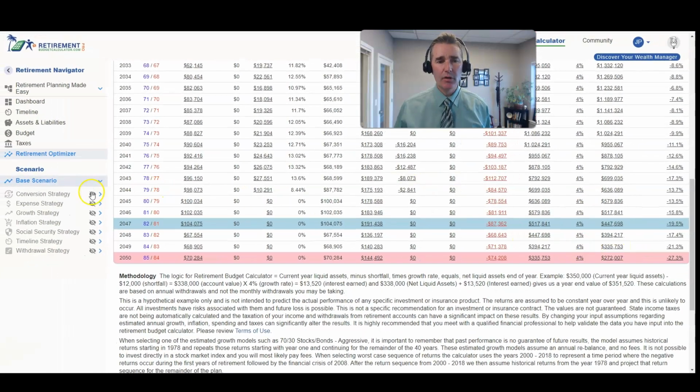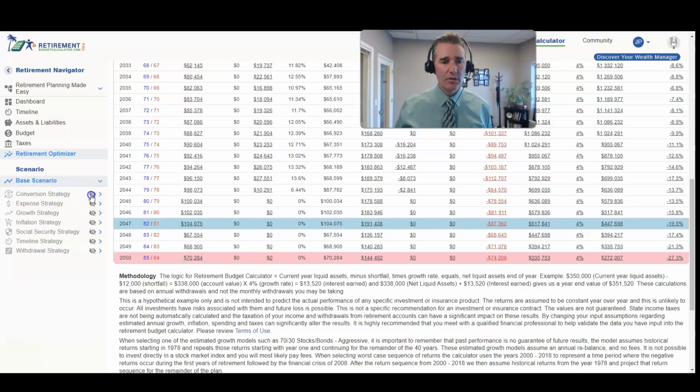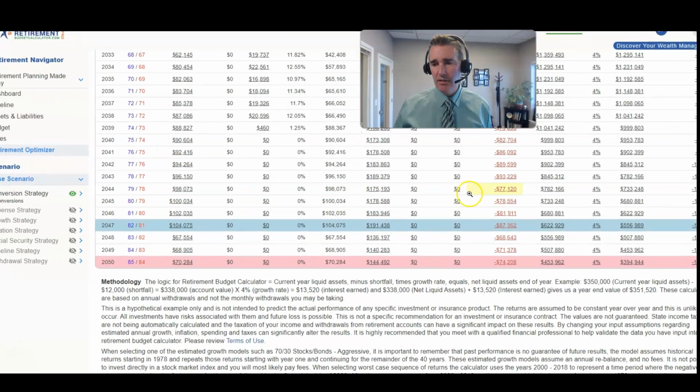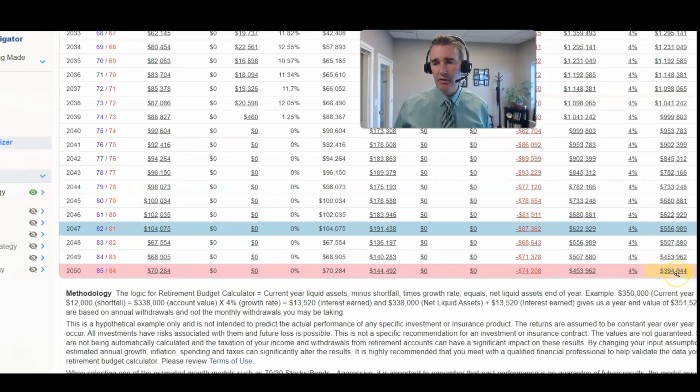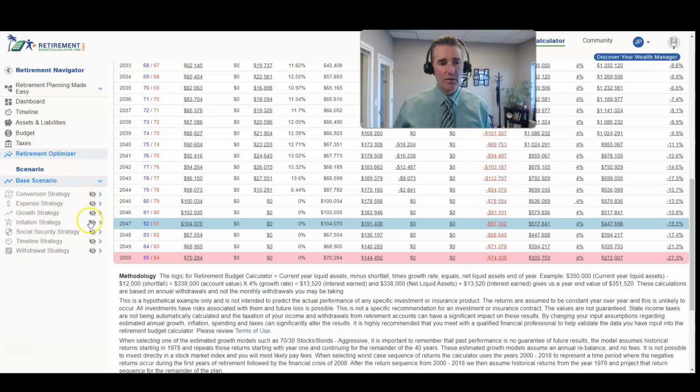The first thing that we're going to look at are Roth conversions. So in this case, we say, what if they do 3 Roth conversions when they first retire, when their income bracket's really low, their tax bracket's really low? And so we turn this on. And now you can see instead of ending with $272,000, now they have $394,000 just by making that one change to their financial plan. The next thing we're going to look at is Social Security.